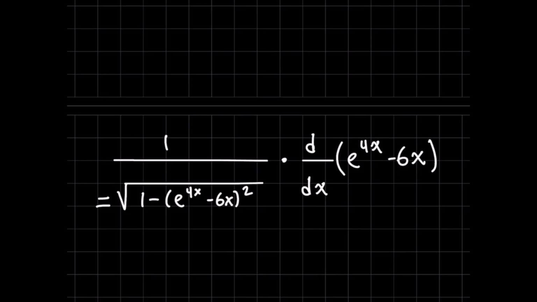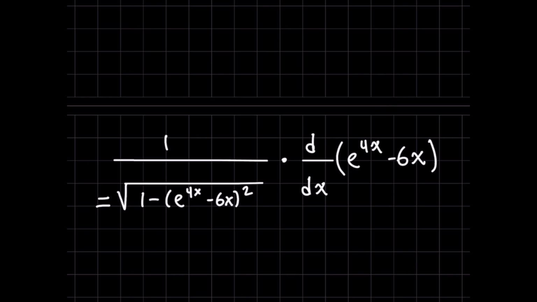But for the right-hand side, all that's left to do now to solve the problem is to take the derivative with respect to x of this part. And that's straightforward because everything is in terms of x. 6x's derivative will be 6, but then, ooh, wait a second. What do we do with e to the 4x? Can you tell me in the comments below?